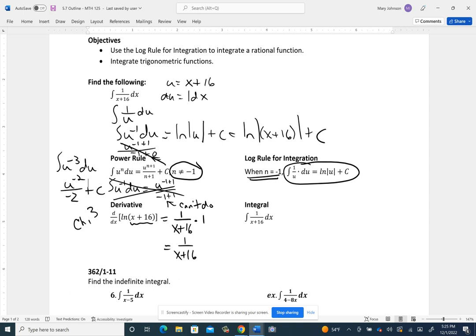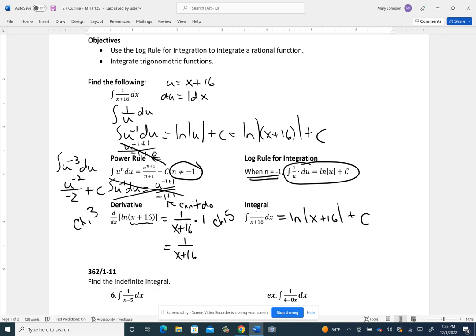It is going to wind up being the natural log, and you do want to have the absolute value on it, because you can expand the domain of the natural log by using the absolute value. So the rule does include it, and you need to include that when you do it. That's the idea, and that's what we're doing here in chapter 5.